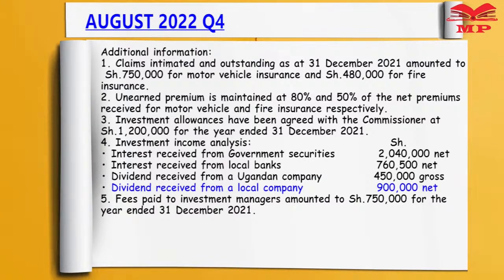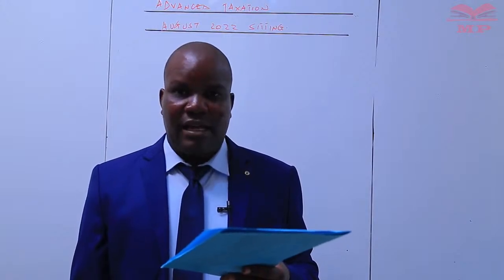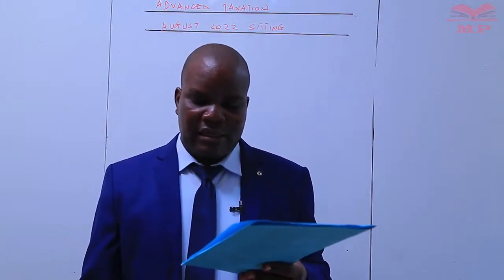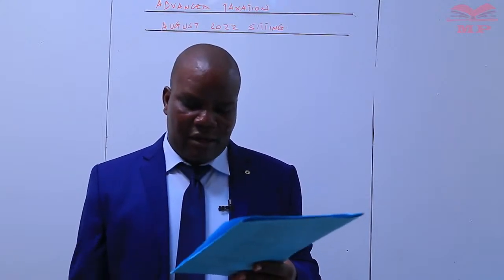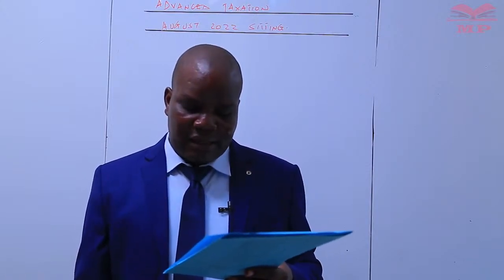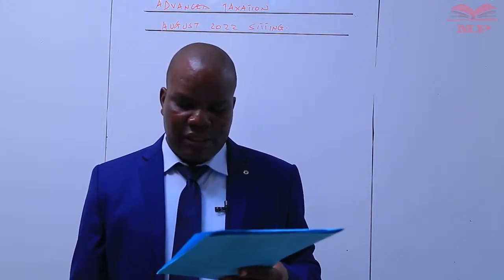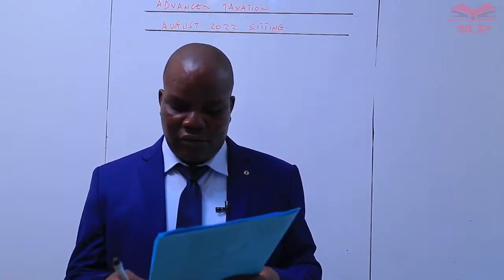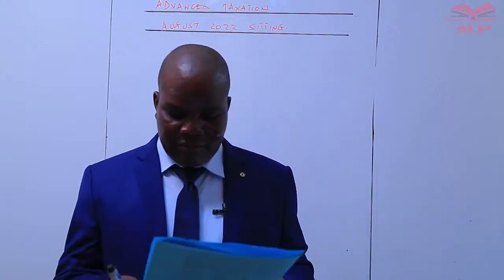We have dividend received from a local company of 900,000 shillings net. 900,000 shillings net again means after withholding tax has been deducted. For dividend income, the withholding tax rate is 5%. So that means this is 95% of the figure earned. Now the correct classification is that this is a qualifying dividend. Qualifying dividends are dividends whose withholding tax is final tax. So we shall not tax it again because it is already net of withholding tax.